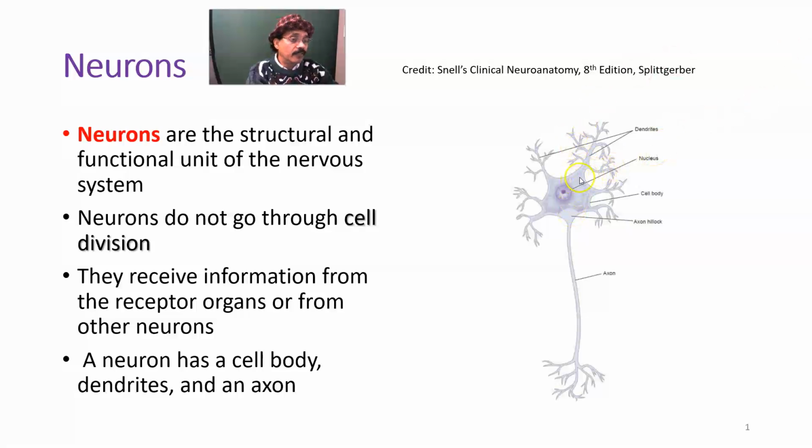Dendrites are just extensions of the cytoplasm, and a dendrite contains everything from the cytoplasm except the nucleus and the Golgi apparatus. The axon comes from the axon hillock.